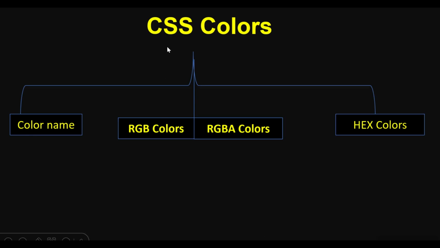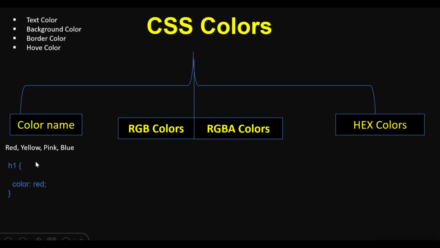Bismillahirrahmanirrahim. In this video we are going to discuss CSS colors. CSS color can be applied to text, background, border and hover effect. To these we can apply CSS colors. There are 4 ways in which we can apply CSS colors. Number 1, color name. We just write the exact name of the color, like red, yellow, pink, blue.